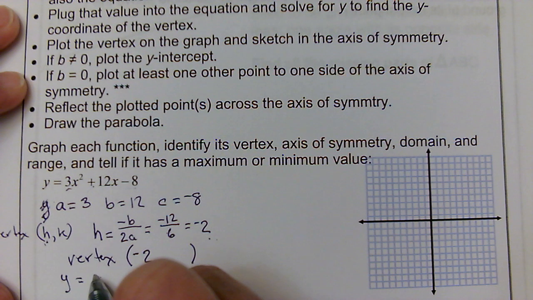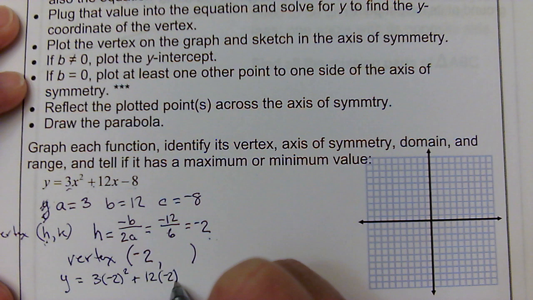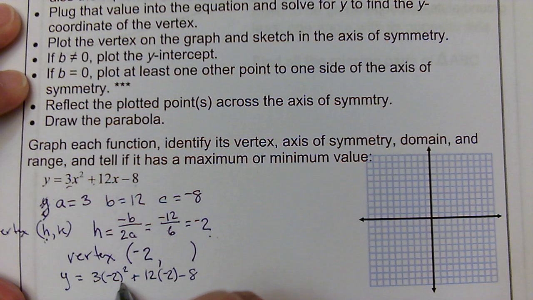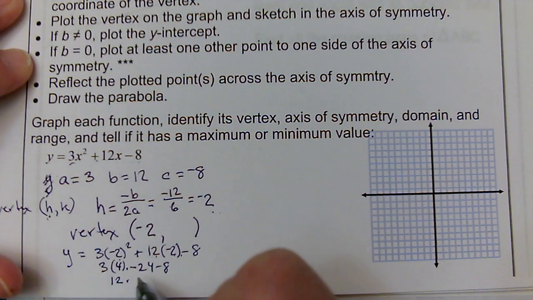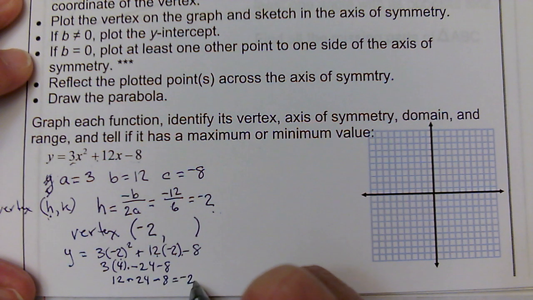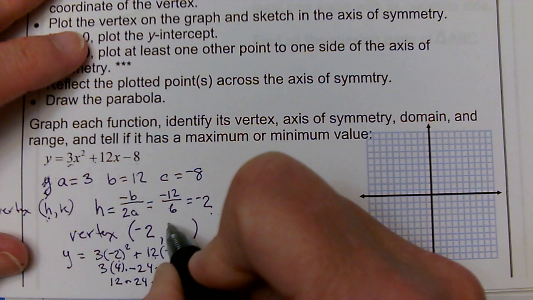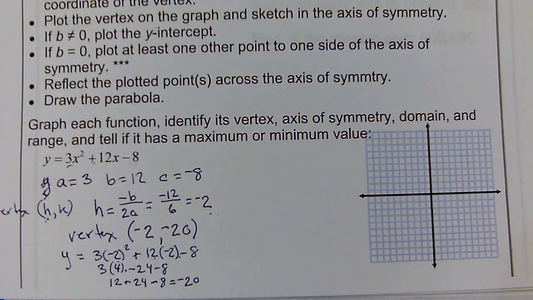So I get y equals 3 times negative 2 squared plus 12 times negative 2 minus 8. So remember, exponents are more important than multiplication. Negative 2 squared is positive 4. Negative 2 times 12 is minus 24. 3 times 4 is 12, minus 24 would be negative 12, minus 8 would be negative 20. So the vertex of our parabola is negative 2, negative 20.